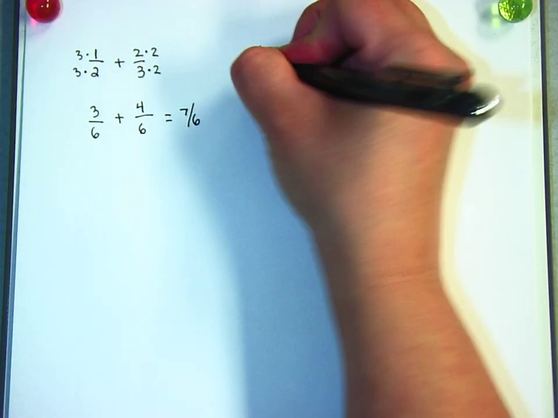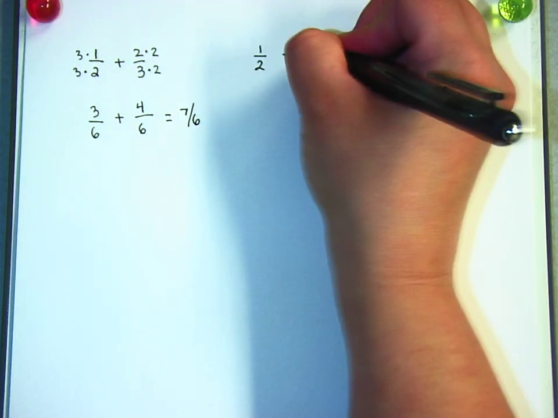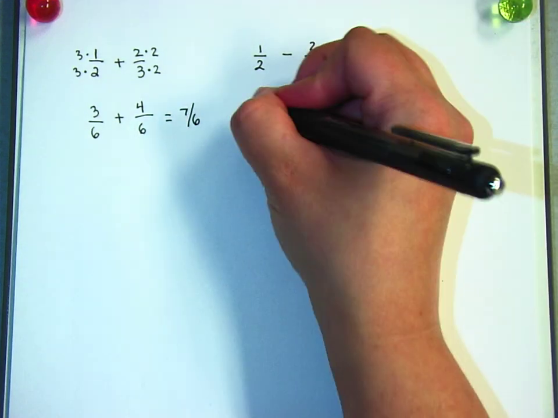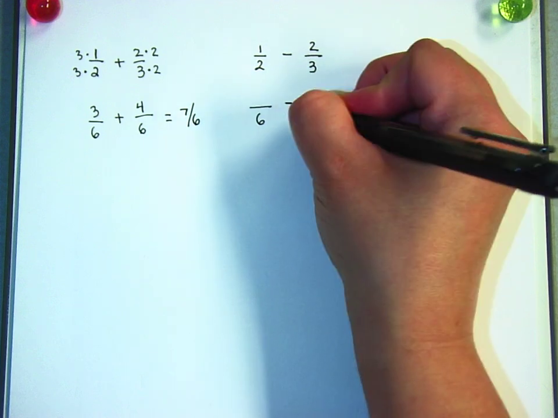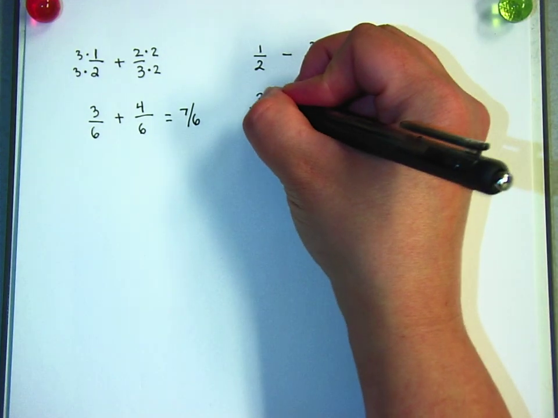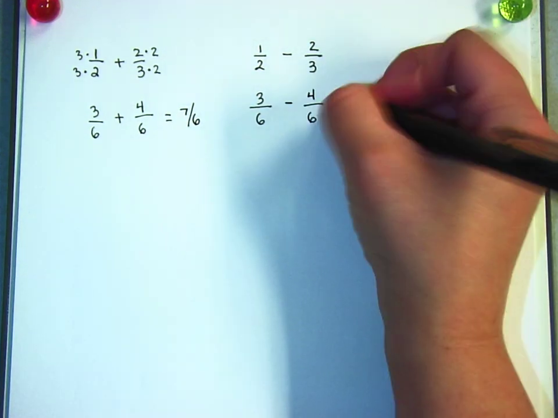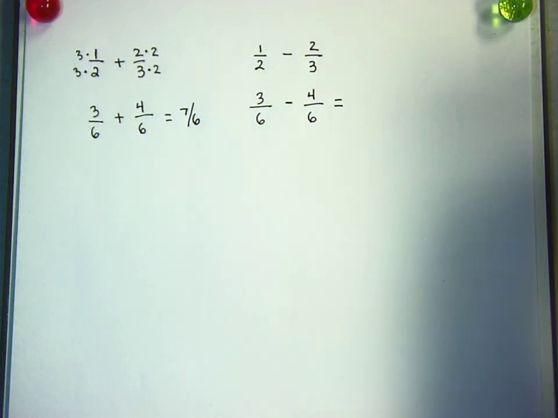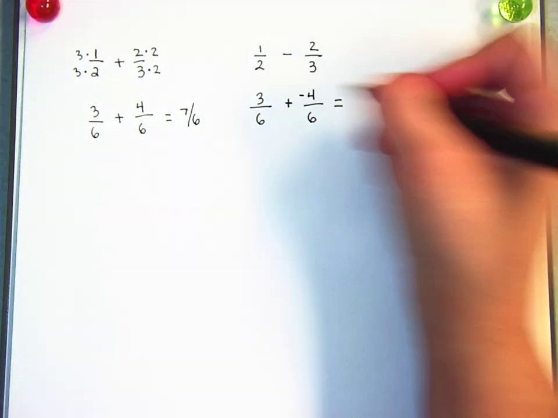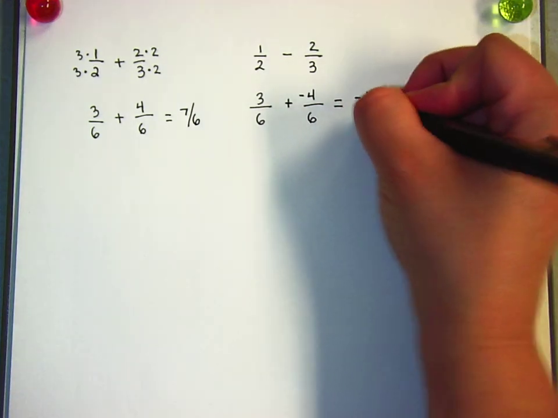Same thing if I'm doing subtraction. I still have to find a common denominator. Since this is the same problem, I'm just writing down the same stuff. And then it's like 3 plus a -4, which is a -1/6.